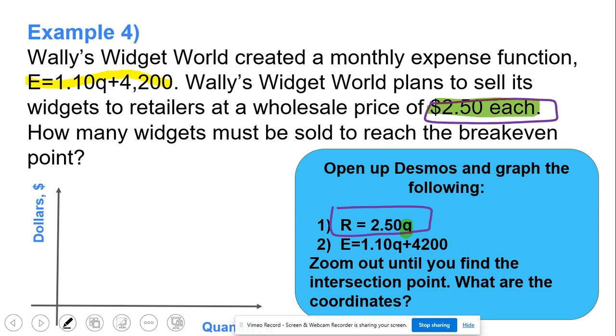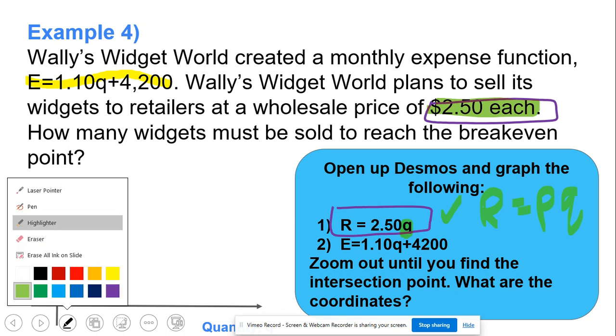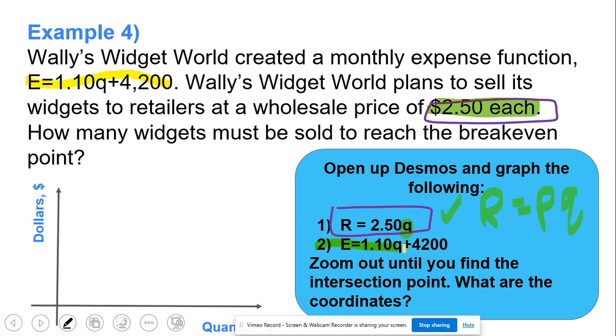So our goal is to figure out how many widgets must be sold to reach the break-even point. So part 1 is we're going to plot both equations. So when we just came up with revenue is equal to the price times the quantity, and it told us the price was $2.50. That was an equation we had to come up with ourselves, and also the one that was already given to us, E.